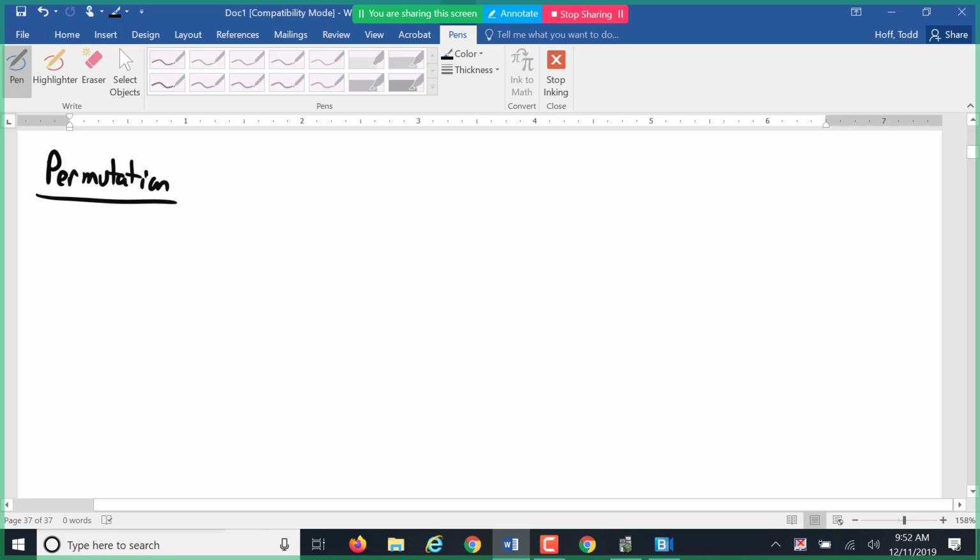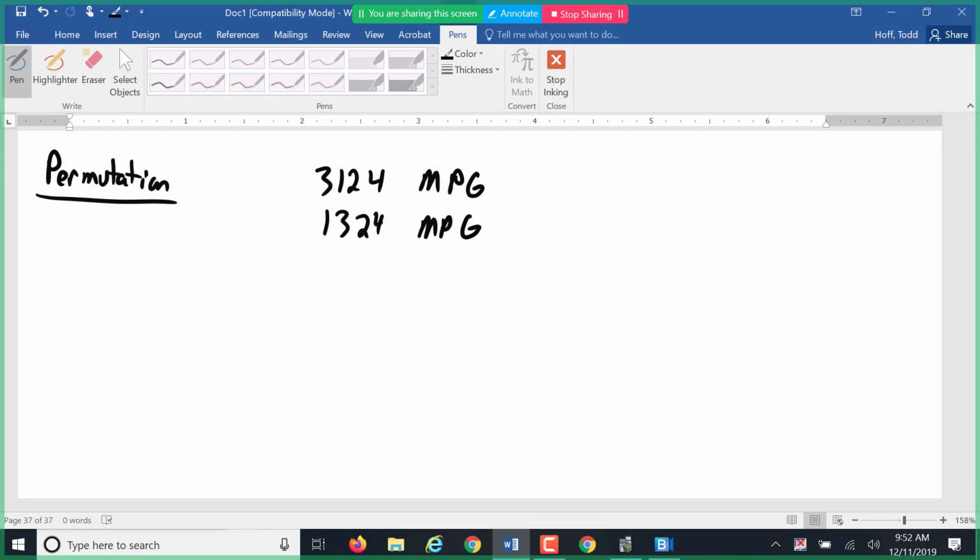For the license plate, 3124 MPG or 1324 MPG. Those are different. Those are unique license plates. The order of those numbers, switching the 1 and the 3, changes the license plate. It makes it totally different.